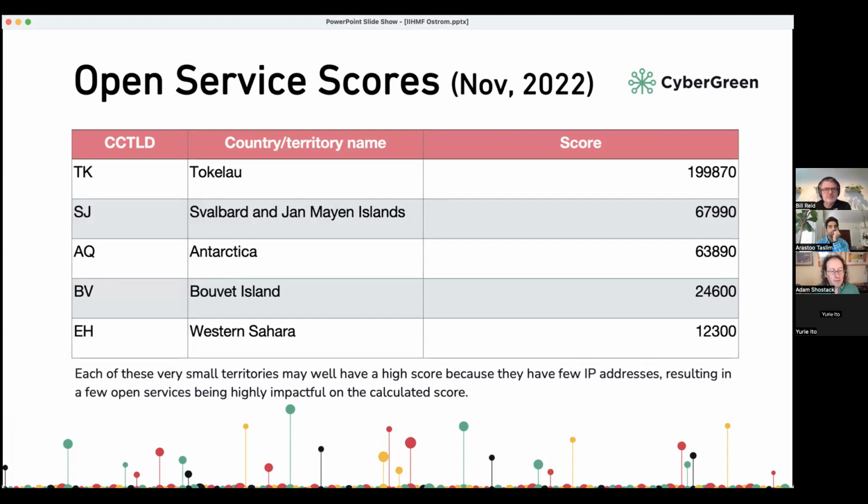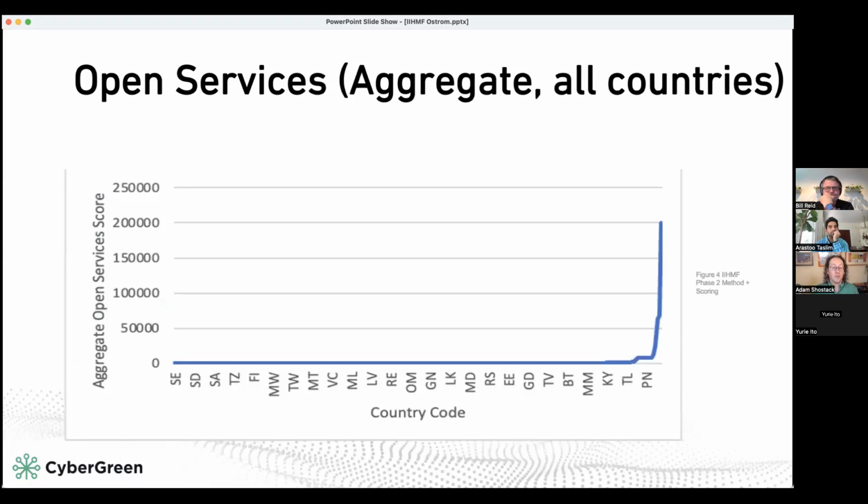And so one of the things that was interesting as we did the data is these very small territories had incredibly high scores because they have relatively few IP addresses. And so any instance of there being an open DNS amplifier led to a dramatically higher score than larger territories had. And so when we graph this, you'll see that a very small number of countries showed much higher scores.